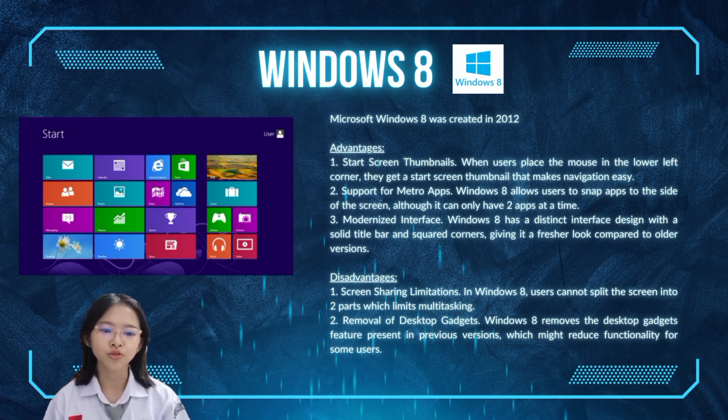3. Modernized interface. Windows 8 has a distinct interface design, with a solid title bar and square corners, giving it a fresher look compared to the older version. The disadvantages: 1. Screen sharing limitation. In Windows 8, users cannot split the screen into 2 parts, which limits multitasking. 2. Removal of desktop gadget. Windows 8 removed the desktop gadget feature present in the previous version, which might reduce the functionality for some users.